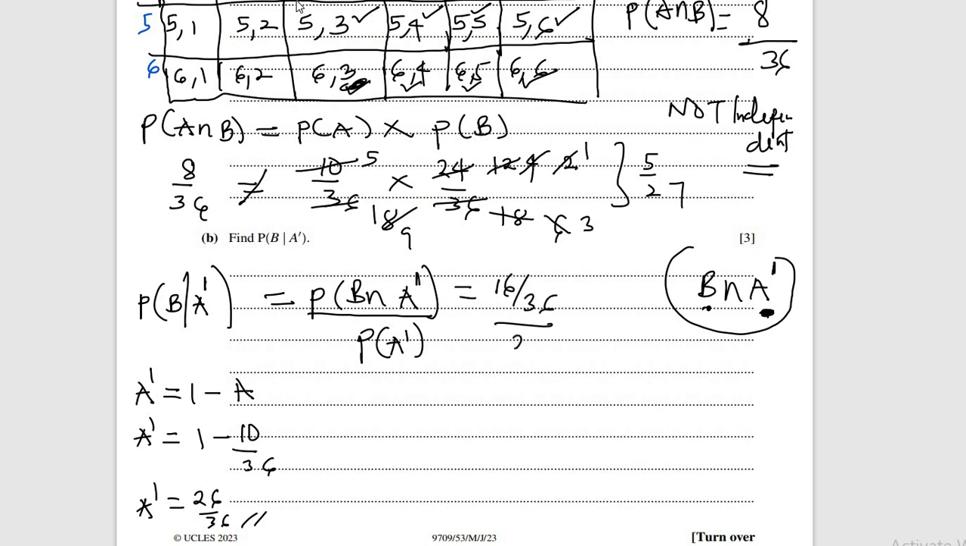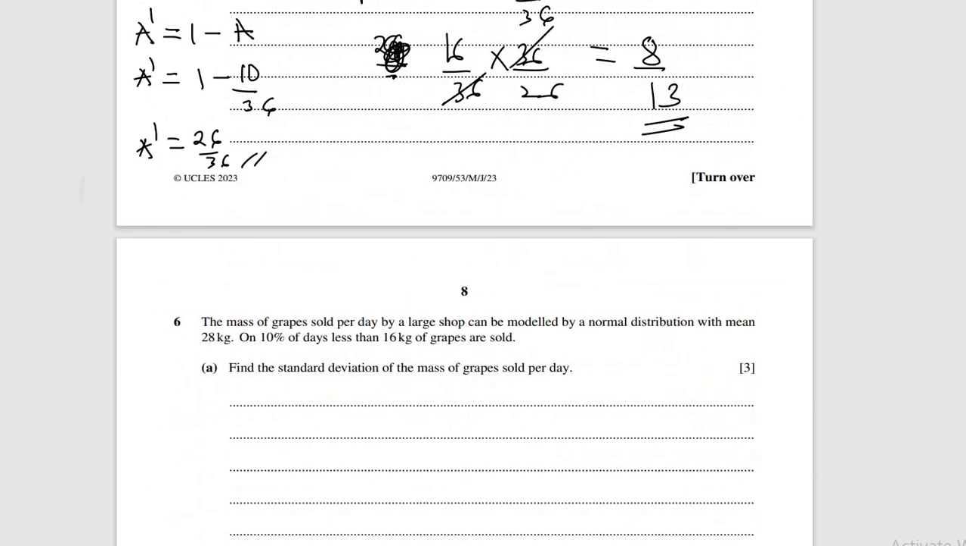Probability of A complement is 26 over 36. So that will give us 16 over 36 times 36 over 26. This cancels this. At the end of the day, we have 8 over 13. That's it. Believe you understand.